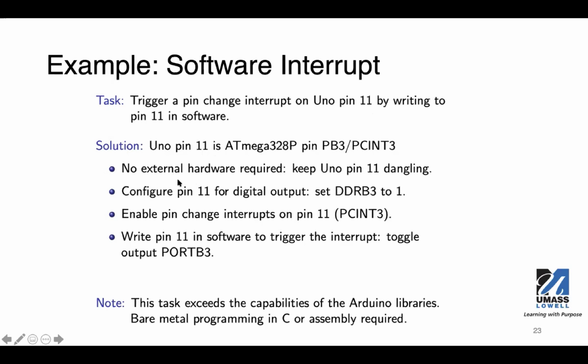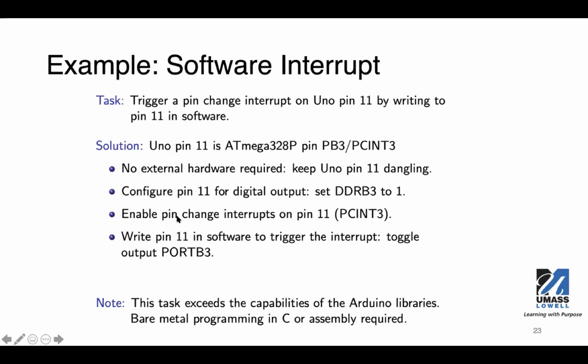There's no external hardware required. You can keep the pin dangling, not connected, and you should not connect it. And you can configure pin 11 for digital output. Remember in the first part when we talked about the GPIO on AVR, in order to make this pin an output, we need to use the control register called DDRB, and we choose 3. This is the data direction register for port B at location 3, the 4th bit because we're counting from 0. We set that to 1 to indicate that it's an output.